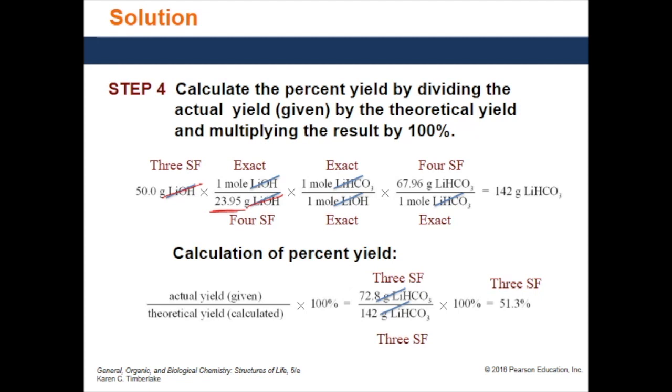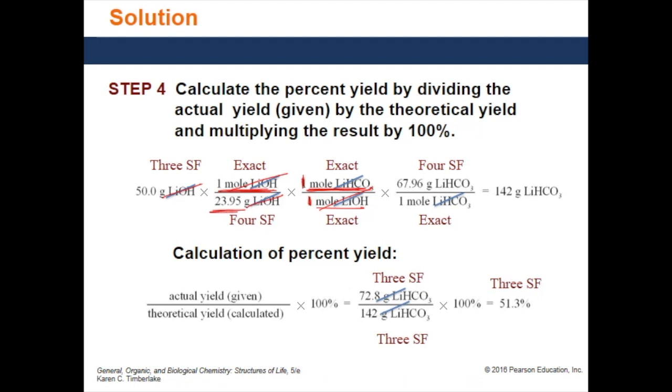Now we need to go from moles of LiOH to moles of LiHCO3. From the reaction, we know the conversion factor is 1 mole of LiOH produces 1 mole of LiHCO3. So to cancel moles of LiOH, I divide by moles of LiOH right here, multiply by moles of LiHCO3. 1 mole of this produces 1 mole of that. Moles of LiOH cancelled. I have my answer in moles of lithium hydrogen carbonate.